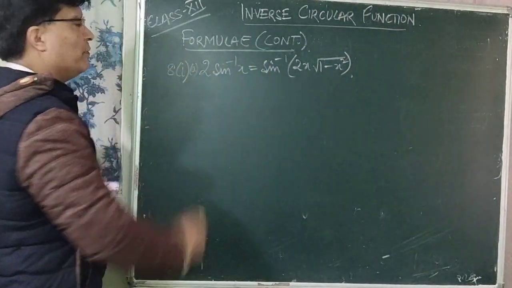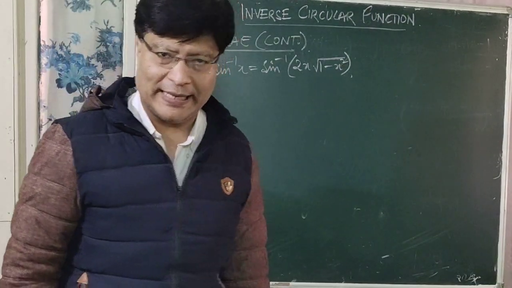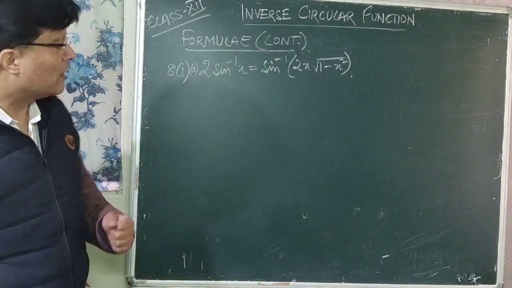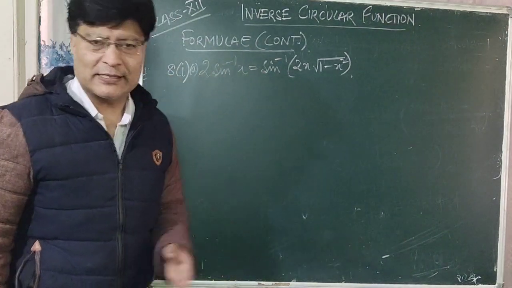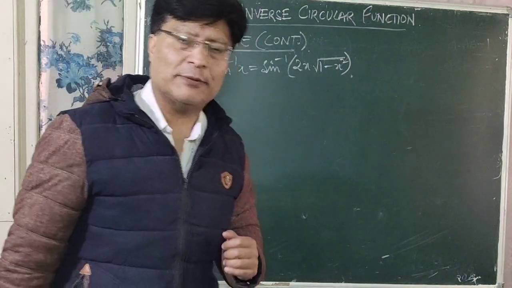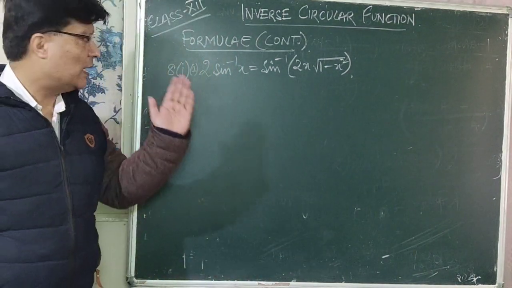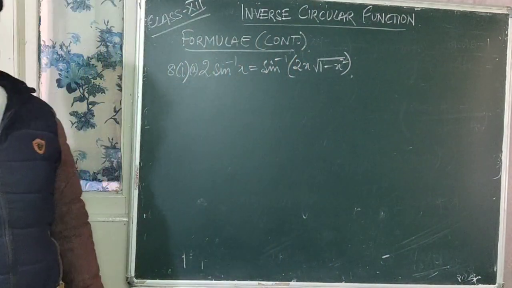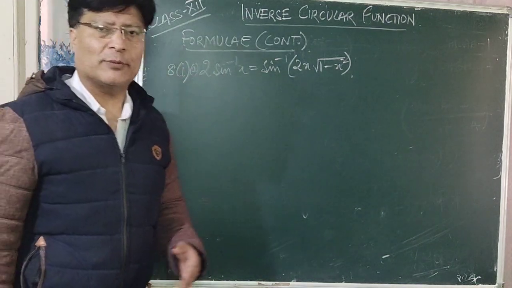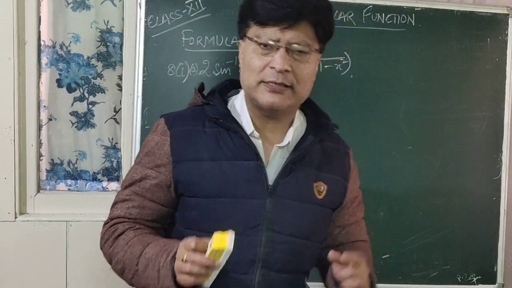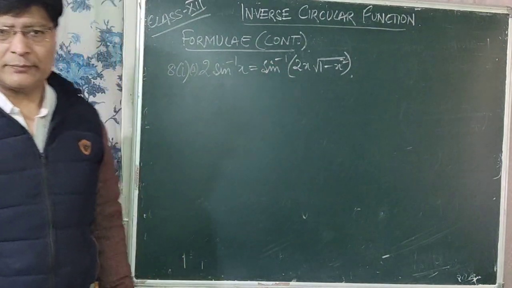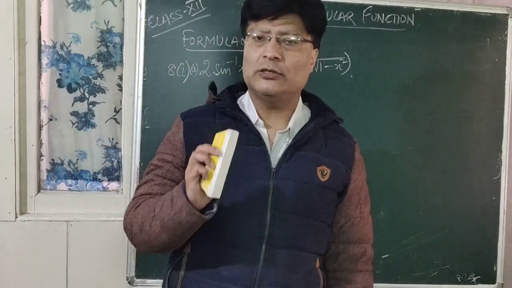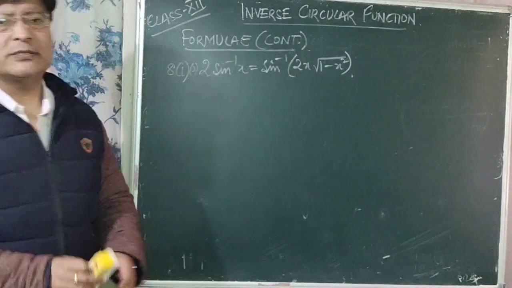So now let us prove formula 8(1). Either you can prove it from the left hand side or from the right hand side. But you should remember it from both sides, LHS equal to RHS and also RHS equal to LHS. That is, if there is 2 sin inverse x, we should be able to write sin inverse within bracket 2x root under 1 minus x square, or if there is sin inverse within bracket 2x root under 1 minus x square, then you can write 2 sin inverse x.